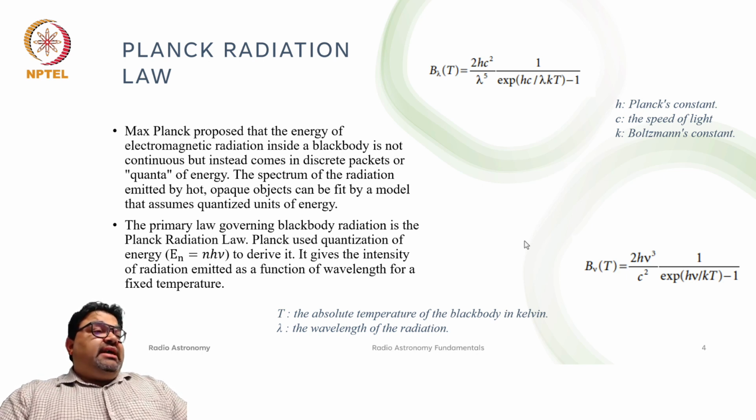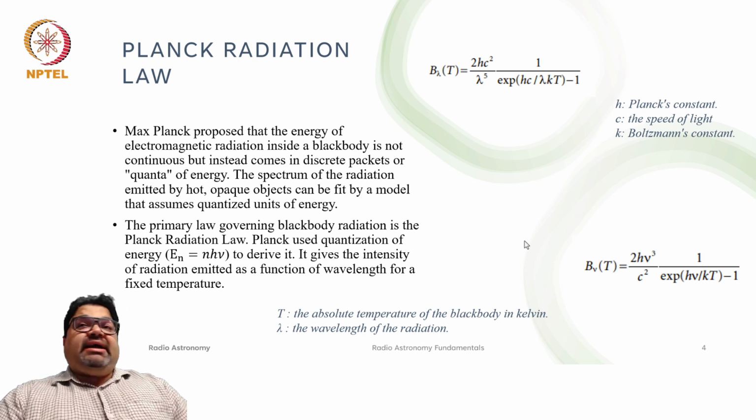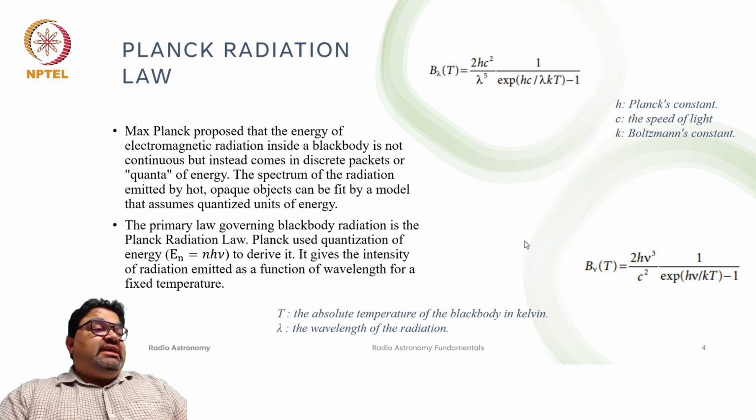So Max Planck proposed that the energy of electromagnetic radiation inside a black body is not continuous, but instead comes in discrete packets or quanta of energy. The spectrum of the radiation emitted by hot opaque objects can be fit by a model that assumes quantized units of energy. The primary law governing black body radiation is the Planck radiation law. Planck used the quantization of energy, E_n equals n h nu, where n is the level. It gives the intensity of radiation emitted as a function of wavelength for a fixed temperature.